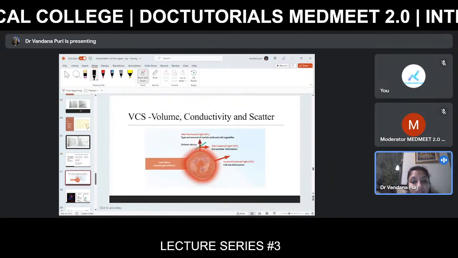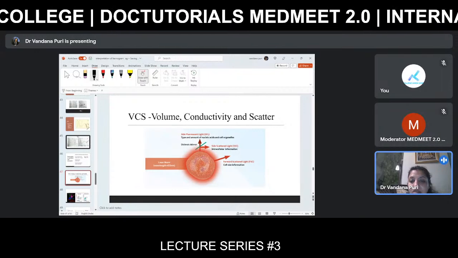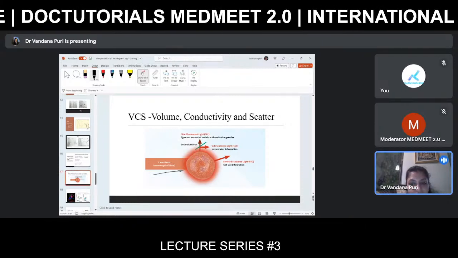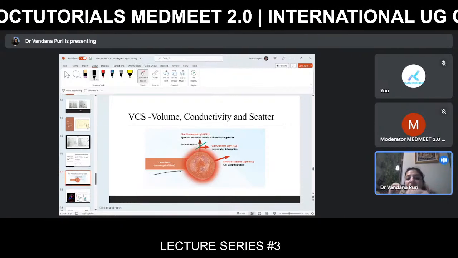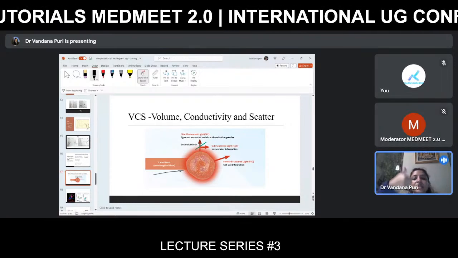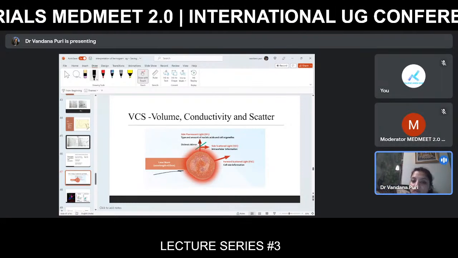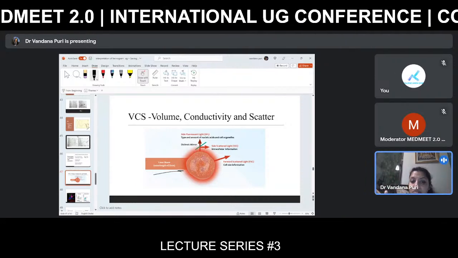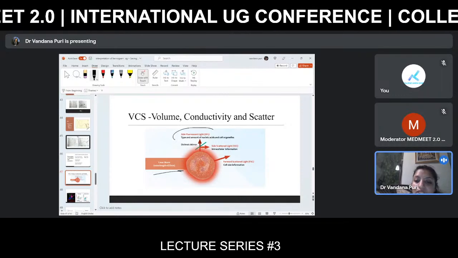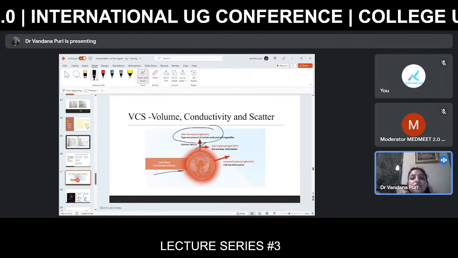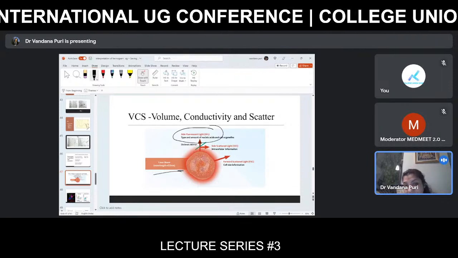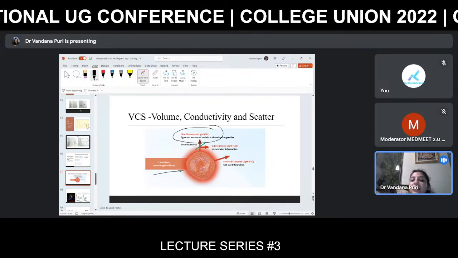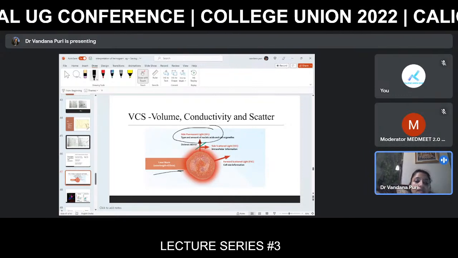So if we talk about VCS, volume conductivity scatter, a laser beam passes on the cell, and you all know that whenever light passes on it, you get a forward scatter and a side scatter. Forward scatter is directly proportional to the size. Side scatter depends on the granules. Then we have another parameter called side fluorescence light, based on the amount of nucleic acid present. There is a dichroic mirror in these machines, and it gives you fluorescence light based on the nucleic acid content.